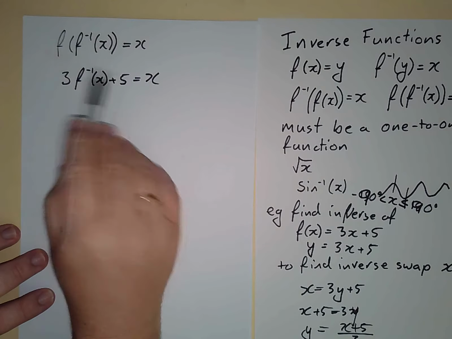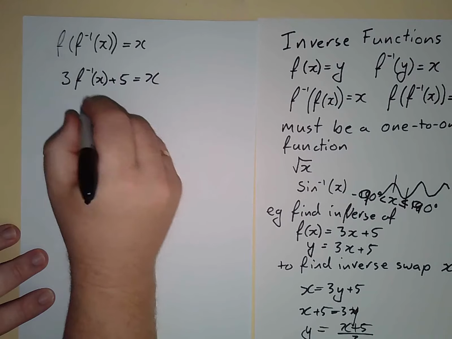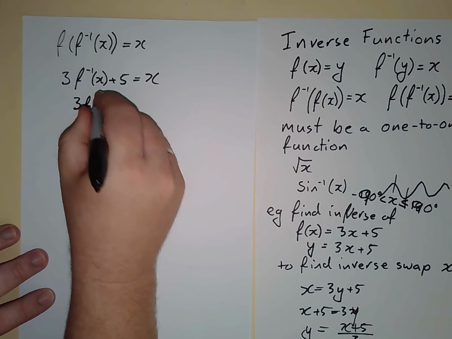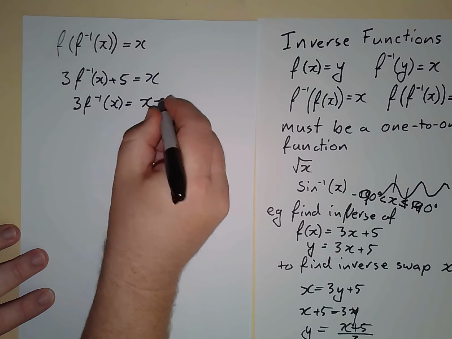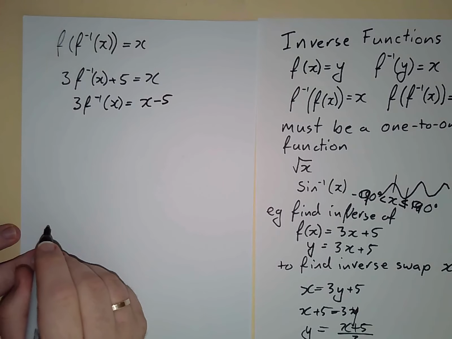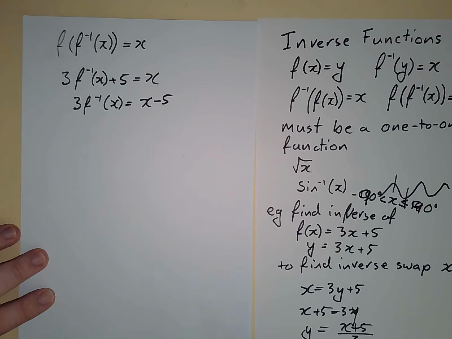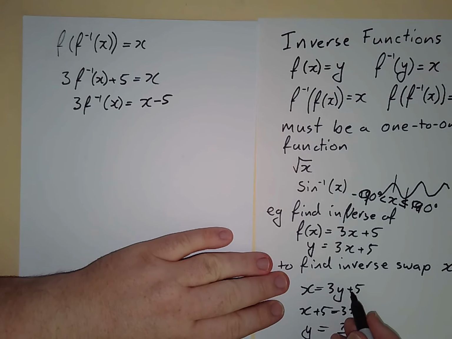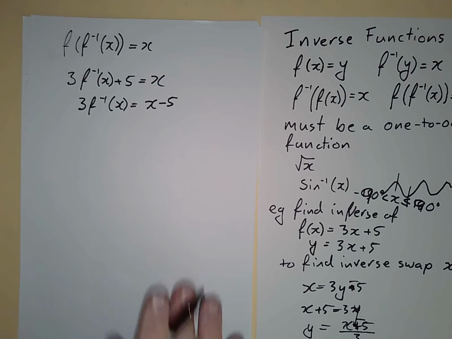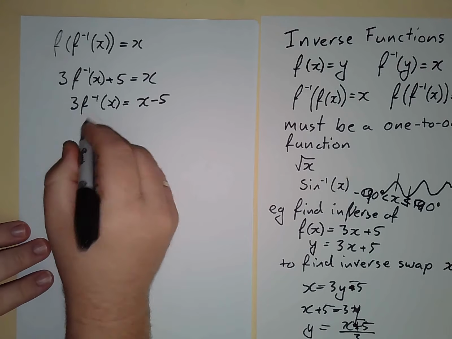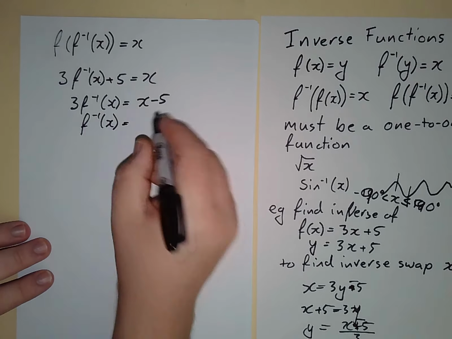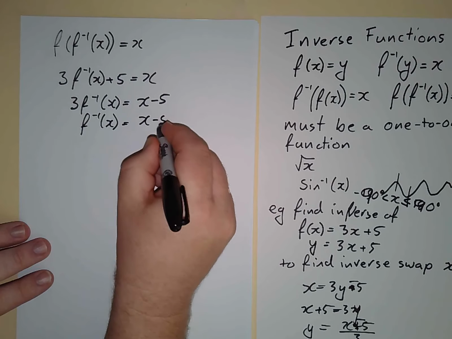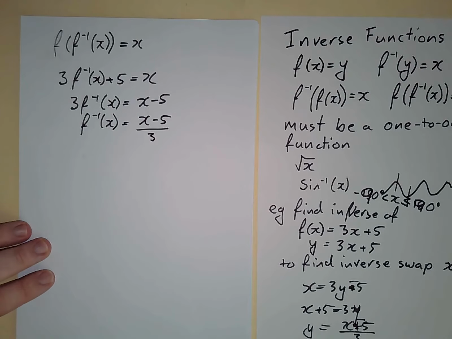So now doing some rearranging, again minusing 5 off both sides. Oh, I've noticed I made a mistake back here. That should be a minus, and that should be a minus. Sorry about that. And now dividing by 3, I get x minus 5 over 3.